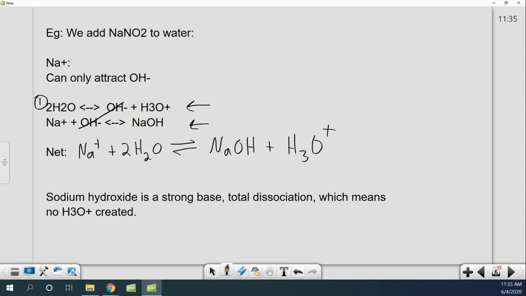Now, which side should we shift towards? Well, look at your conjugate base. Sodium hydroxide. Is that conjugate base strong or weak? Man, sodium hydroxide. It is the go-to strong base. This one is for sure going to be dissociating completely. And when it breaks down completely and dissociates, it pushes the equilibrium the other way, pushing it away from H3O+. So, no H3O+ created. We're staying neutral.